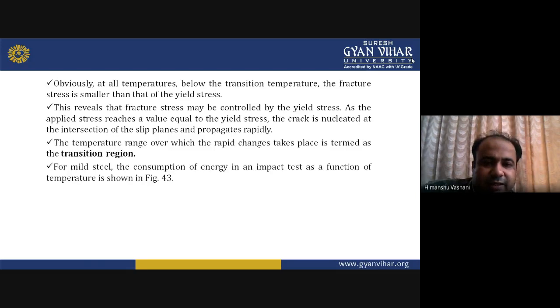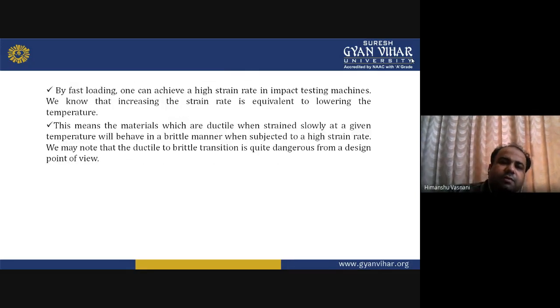For mild steel, the consumption of energy in an impact test as a function of temperature is shown below. By fast loading, one can achieve a high strain rate in impact testing machines. We know that increasing the strain rate is equivalent to lowering the temperature. So we have to be careful. This means that materials that are ductile when strained slowly at a given temperature will behave in a brittle manner when subjected to a high strain rate. So the ductile to brittle transition is quite dangerous from a design point of view.